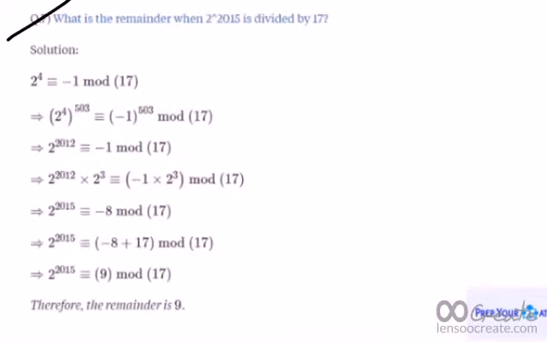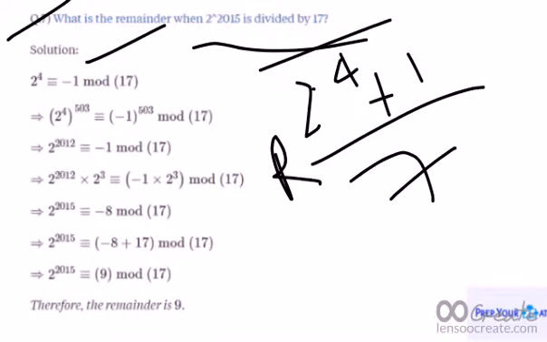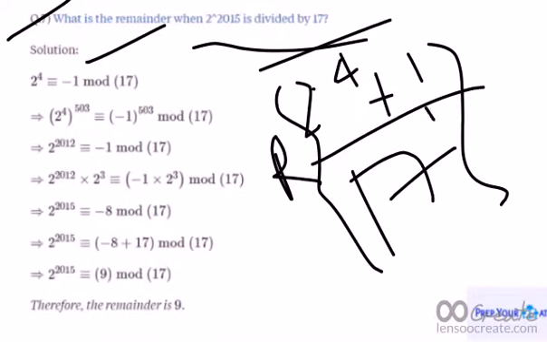Question number 7 says that what is the remainder when 2 raised to 2015 is divided by 17? Mostly this is a question from the year 2015 exam. Here we go. 17, again the same as discussed in the 6th problem. It is 2 raised to 4, now 1 plus 16 is divisible by 17, therefore we write it as minus 1. Now we need 2 raised to 2015, but we have only 2 raised to 4. Now raising to the power 503 on both the sides, we get minus 1 whole raised to 503 mod 17. Minus 1 whole raised to an odd number is minus 1.